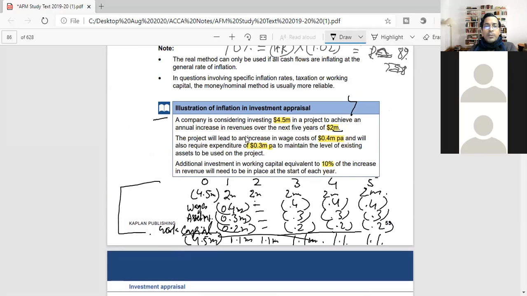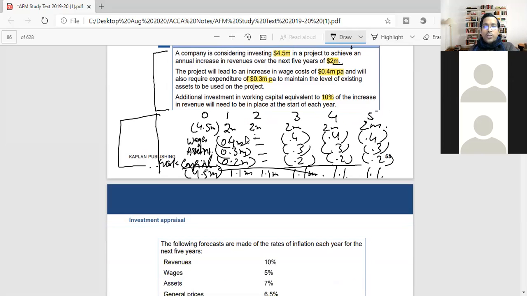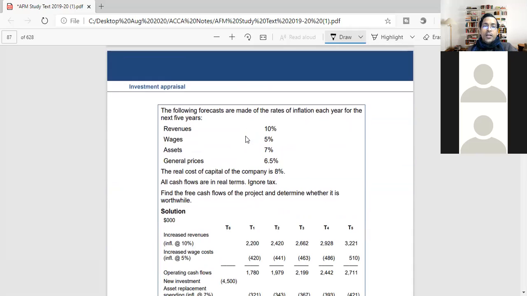This one was easy, just to put a structure in place for how it is calculated. Now, once you have understood this much, we will make it a little more complex. We'll add inflation to every number, a little more complication, but it is good to understand this stepwise. Hope you are fine with this much. Now we will add some complications. What are these here? Revenue. You remember we talked about specific inflation, right? For each item, you need to apply a different inflation rate. Here it comes. Revenue is increasing at this rate, wages 5, asset 7, and so on.